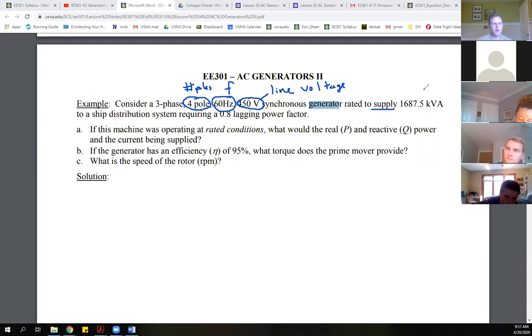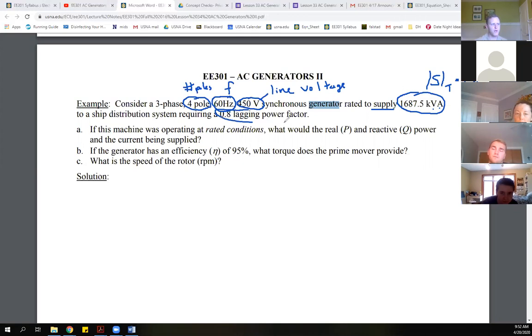It's rated to supply 1687.5 kVA. So that is S. And we know that is S because this is volt-amps, right? It doesn't say apparent power, but that's what this is. I'll put the bars on it because apparent power is the magnitude of complex power. So this is S total, or you could also say S of the three phases. That's because it's just what it's supplying. It's supplying this total power. It doesn't say to a single phase. It is the total that all three phases can supply.